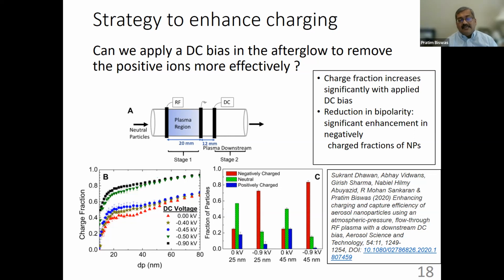The 0 kV is no bias, so it's a conventional plasma system with its afterglow and no bias voltage. You see that the green bars are highest, so the neutral fraction is highest. As I indicated earlier, we have a large fraction charged in the plasma region, but the interactions with the positive ions then cause it to ultimately become neutral. So a majority of the particles are neutral.